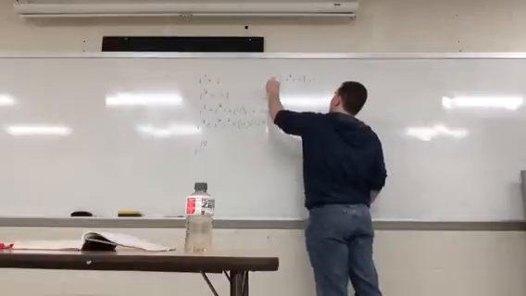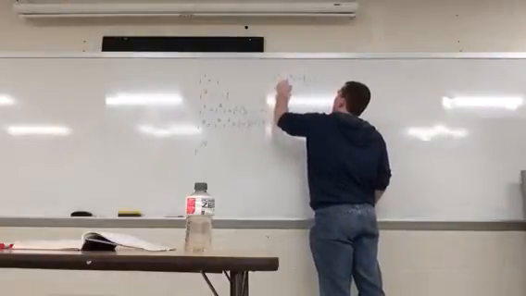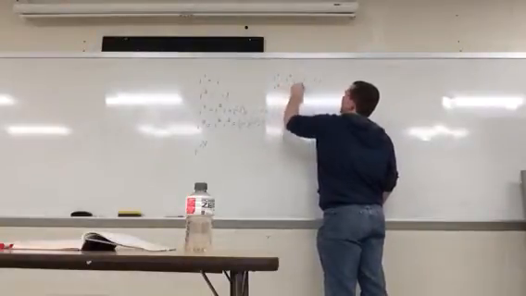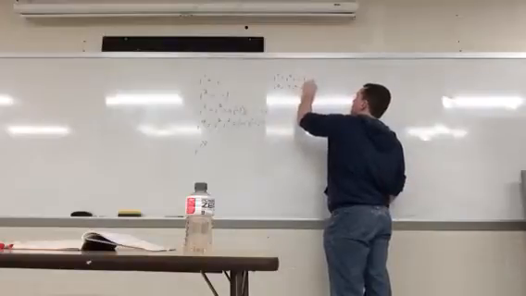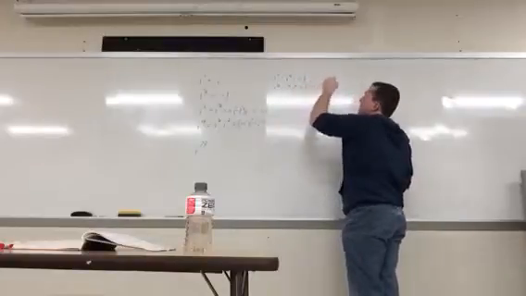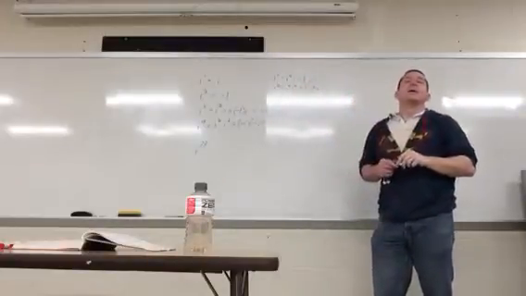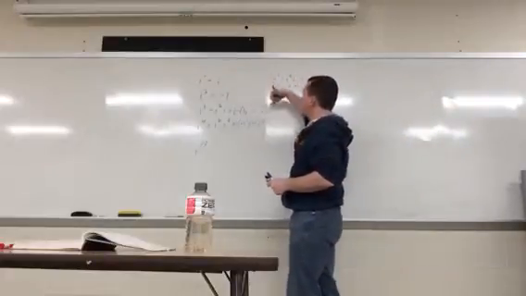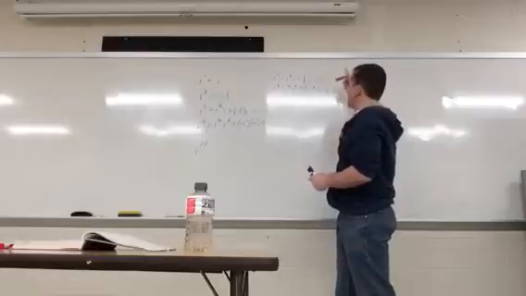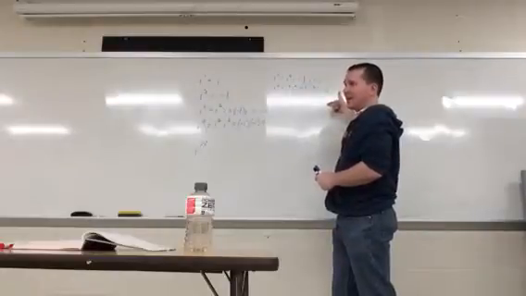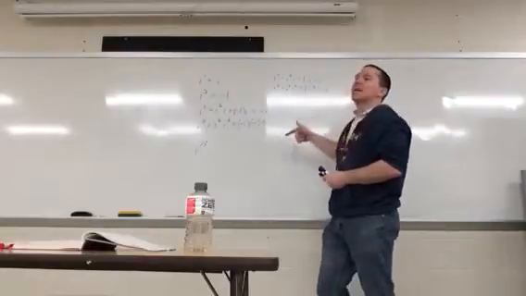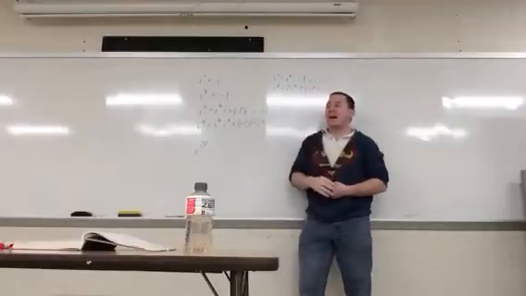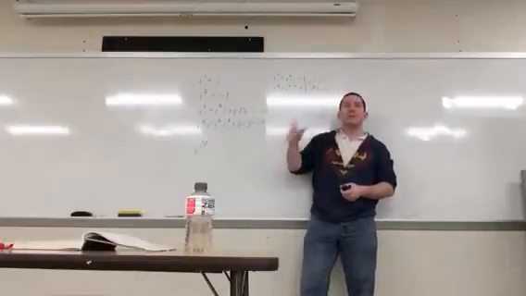i to the 6th will be i to the 4th times i squared. i to the 4th is 1, so it's 1 times i squared, which is -1. And now you should start to see a pattern. i, -1, -i, 1. i, -1, -i, 1. It will repeat. It's called the periodicity of i. Periodicity is how often something repeats.